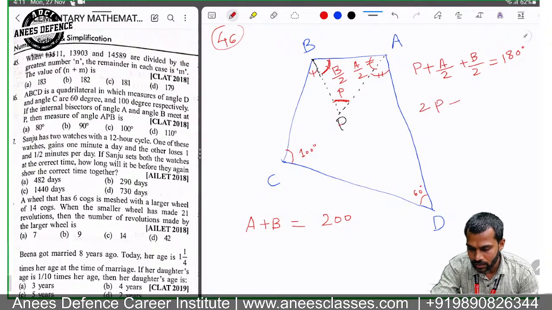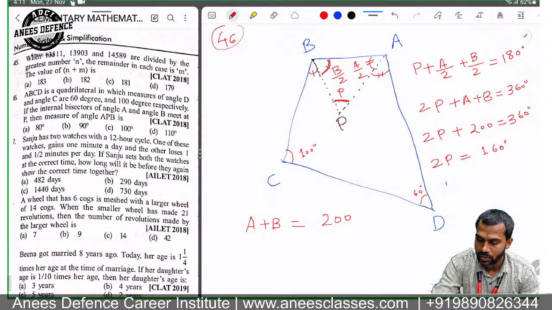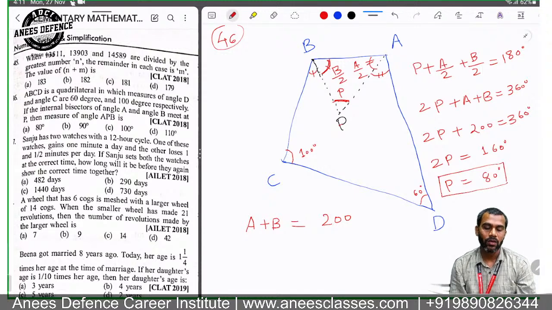Now, 2P plus A plus B is equal to 360. Now we already know A plus B. So 2P plus 200 is equal to 360. So 2P is equal to 360 minus 200, that is 160. And if you just divide it by 2, you'll get 80. Is there any option? 80 is there? Yes. So the answer is A.